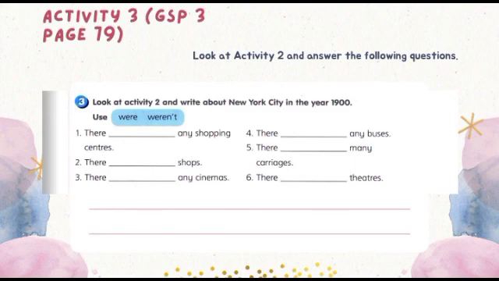Kalau ya, kamu jawab were. Kalau tak, kamu isi weren't. Okay, the last question. Were there theatres? Adakah terdapat teater di New York, di Bandaraya New York pada masa itu? Okay, sini isi jawapan. Kalau ada, isi were. Kalau tiada, isi weren't. Okay, so I hope you can do this activity now. Okay, sekarang juga.